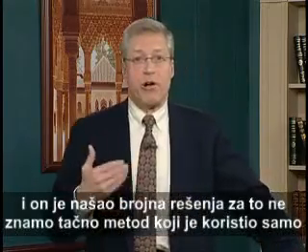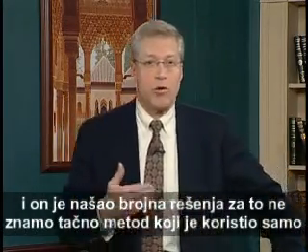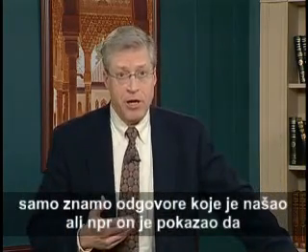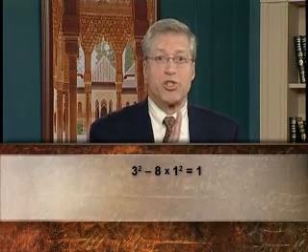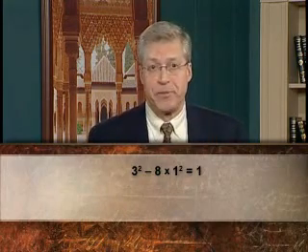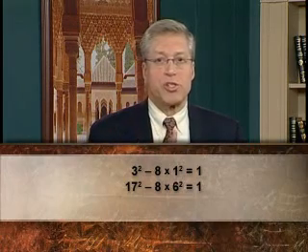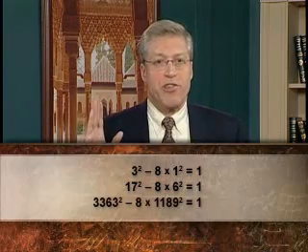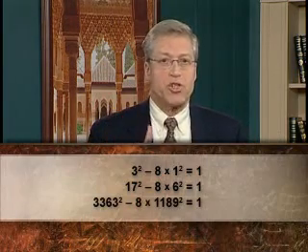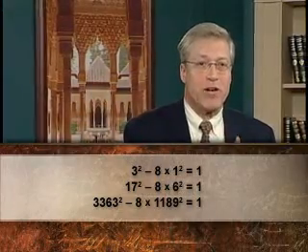And he found a number of solutions to this. We don't know exactly the method that he used. All we know are the answers that he found. But for example, he showed that 3 squared minus 8 times 1 squared is equal to 1. And 17 squared minus 8 times 6 squared is equal to 1. And 3,363 squared minus 8 times 1,189 squared is equal to 1.